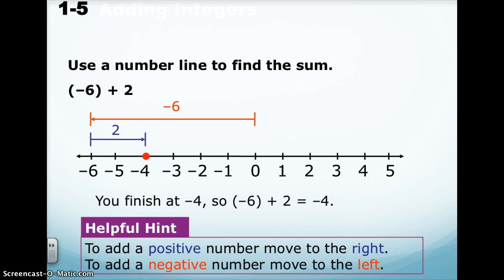A helpful hint, to add a positive number, move to the right. To add a negative number, move to the left. Think about it as money. Spending money and gaining money. If you gain money, your numbers increase. If you spend money, your numbers decrease.